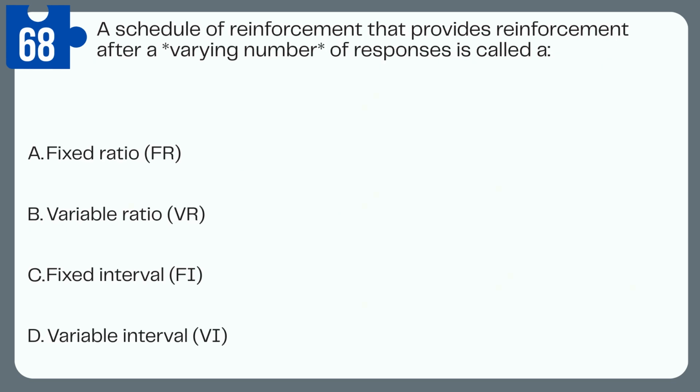Question 68. A schedule of reinforcement that provides reinforcement after a varying number of responses is called A. Fixed ratio, FR. B. Variable ratio, VR. C. Fixed interval, FI. D. Variable interval, VI.